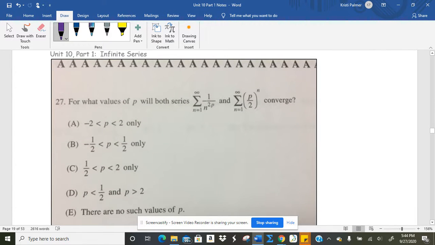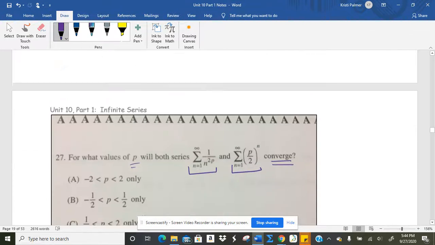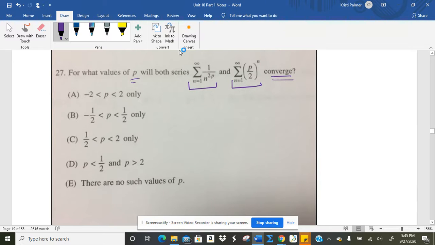Here's an AP example. This is really similar to what we just saw. This piece is with the p-series, and this piece over here is with a geometric series, and we're looking for what values of p these will converge. So that's the opposite of what we just did. We just did diverge. So now we're going to look for where this converges. So this is going to converge when the 2p is actually greater than 1. So that's when p is greater than 1/2.